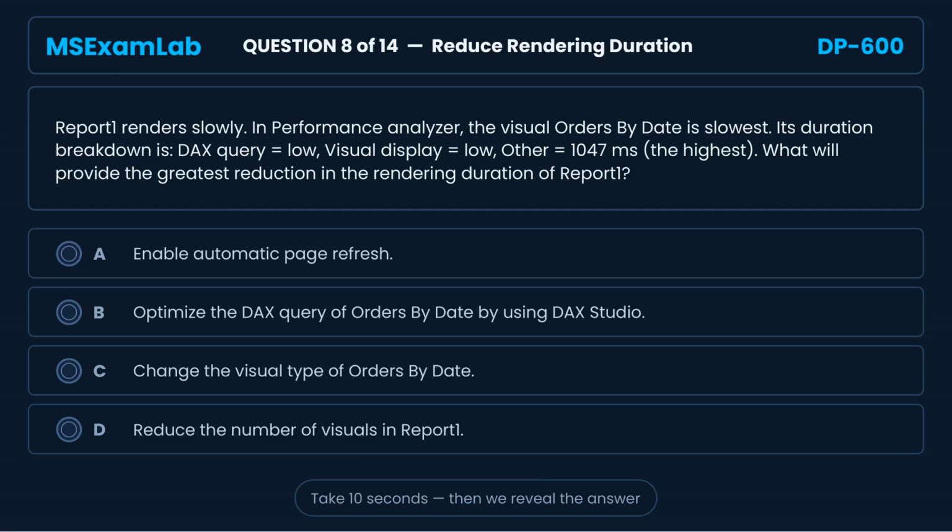A. Enable automatic page refresh. B. Optimize the DAX query of orders by date by using DAX Studio. C. Change the visual type of orders by date. D. Reduce the number of visuals in Report 1. You have 10 seconds.